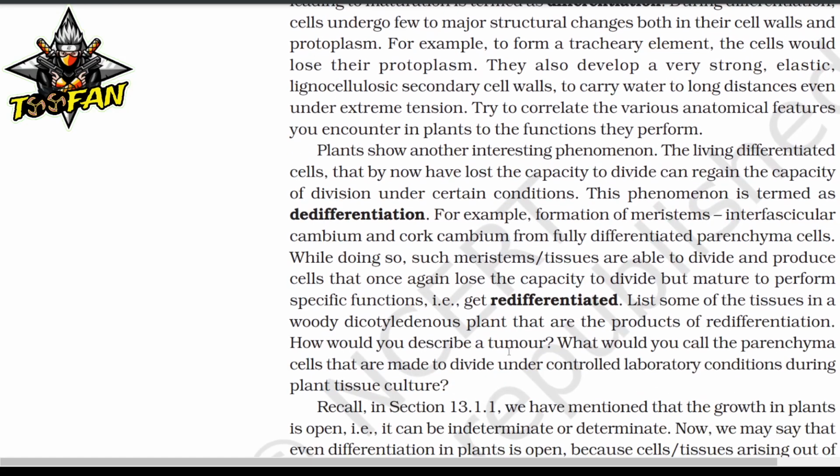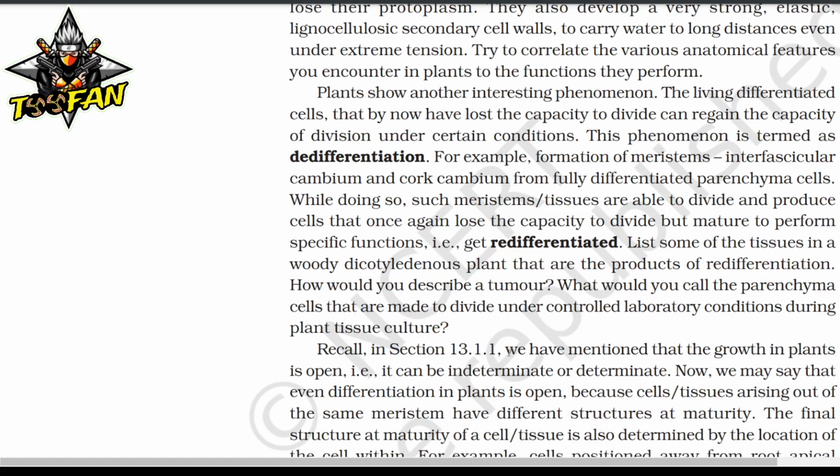While doing so, such meristem tissues are able to divide and produce cells that once again lose the capacity to divide but mature to perform a specific function, that is redifferentiation. List some of the tissues in a woody dicotyledonous plant that are the product of redifferentiation. How would you describe a tumor? What would you call the parenchyma cells that are made to divide under controlled laboratory conditions during plant tissue culture?